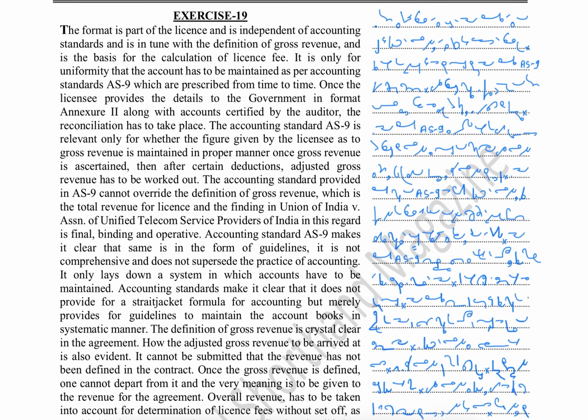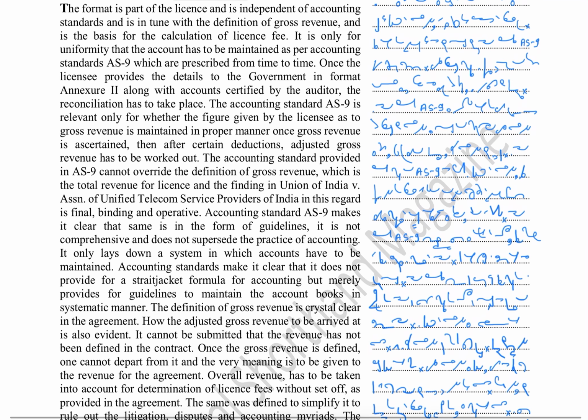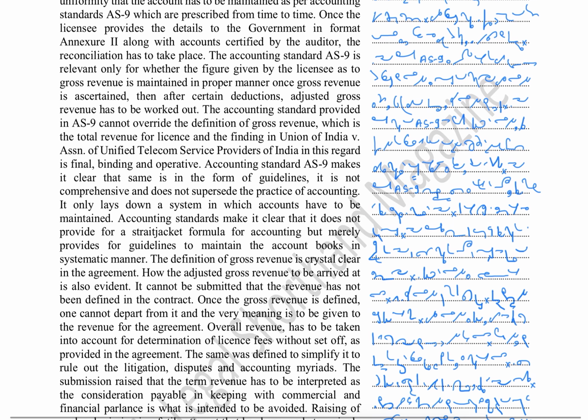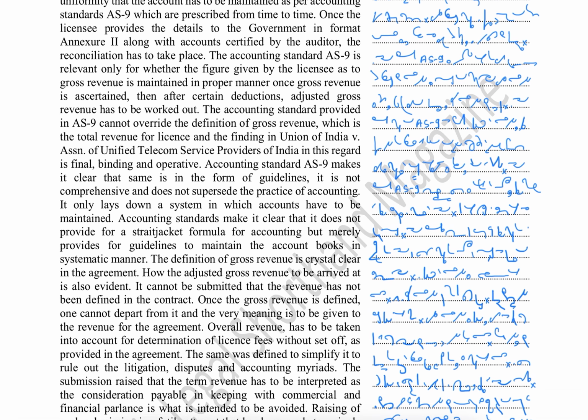The accounting standard AS-9 is relevant only for whether the figure given by the licensee as to gross revenue is maintained in proper manner. Once gross revenue is ascertained, then after certain deductions, adjusted gross revenue has to be worked out. The accounting standard provided in AS-9 cannot override the definition of gross revenue, which is the total revenue for license, and the finding in Union of India versus Association of Unified Telecom Service Providers of India in this regard is final, binding and operative.